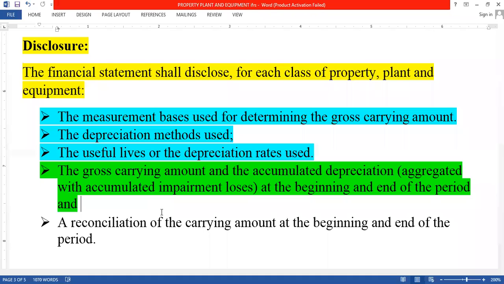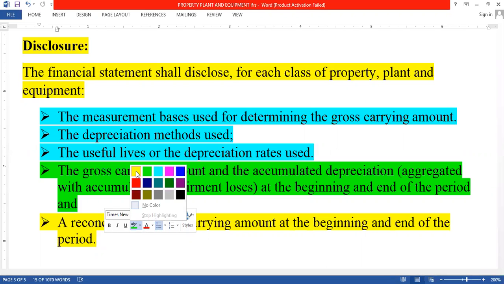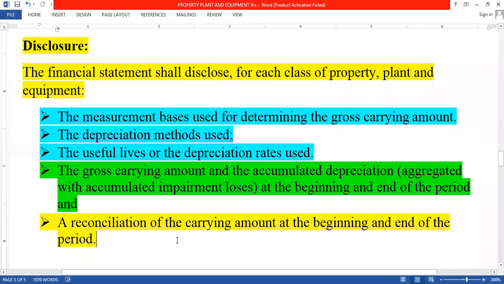After the accounting year is ending, what is the carrying amount of the particular asset? It is also essential to disclose. After that, the next one here: a reconciliation of the carrying amount at the beginning and end of the period. This is very, very essential.